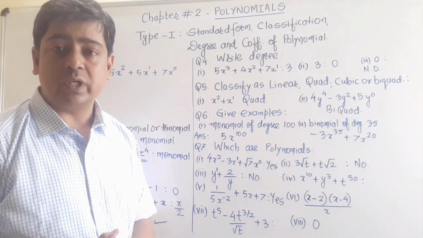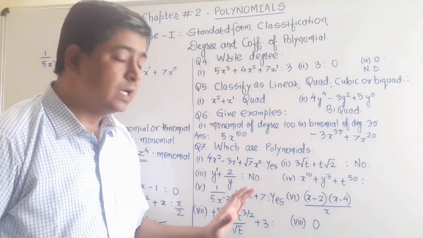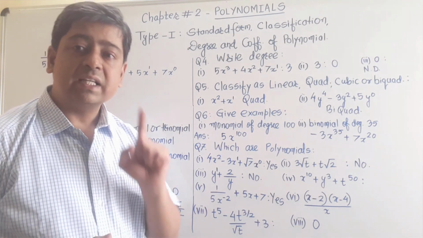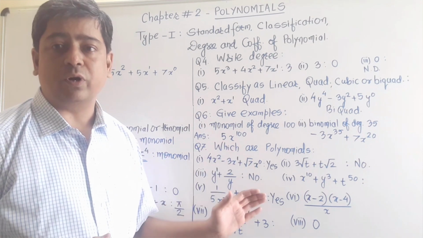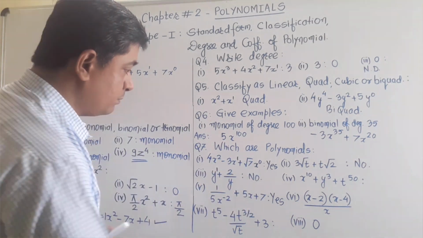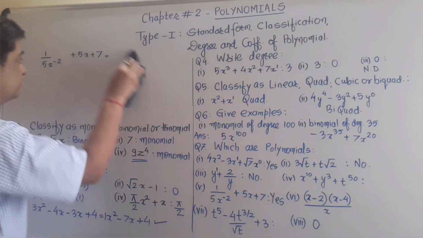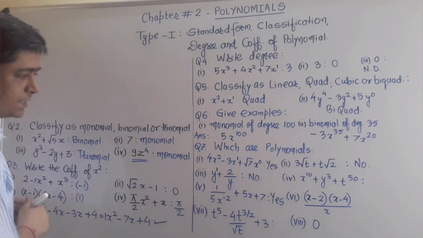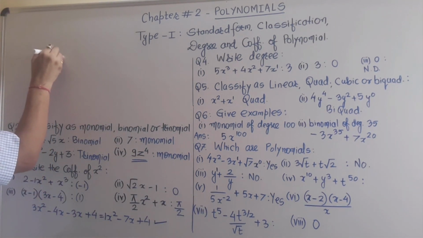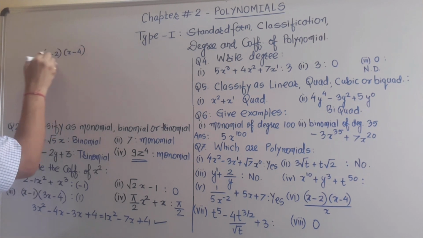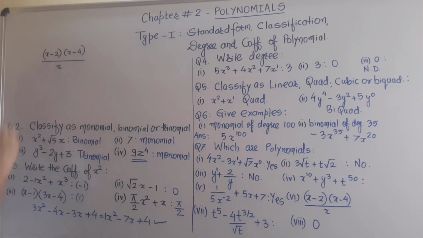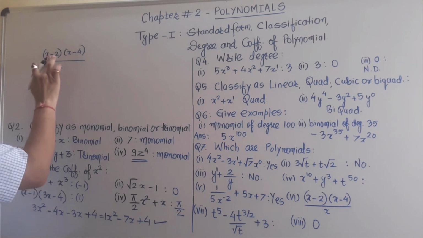So here first of all we shall simplify the whole algebraic expression, then we shall see whether my polynomial is a polynomial or not. Okay, so let me write down the first question over here. We have given that (x minus 2) into (x minus 4), and whole divided by x. Okay, so first of all multiply both the brackets.